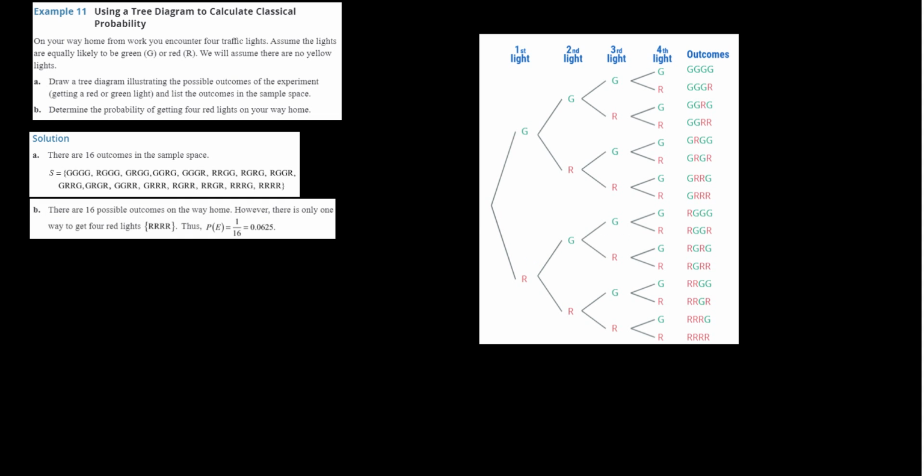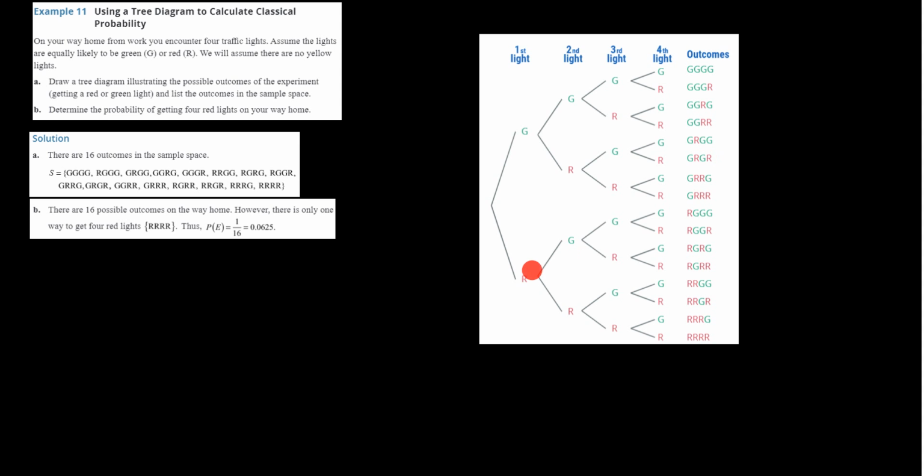The problem reads: on your way home from work, you encounter 4 traffic lights. Assume the lights are equally likely to be green or red. We will assume there are no yellow lights. A, draw a tree diagram illustrating the possible outcomes of the experiment. So here are the possible outcomes. Your first light is only going to be green or red. If it's green, you go to the second light, which is going to be either green or red. The third light is either going to be green or red from each branching off from there. And then we see our outcomes here.